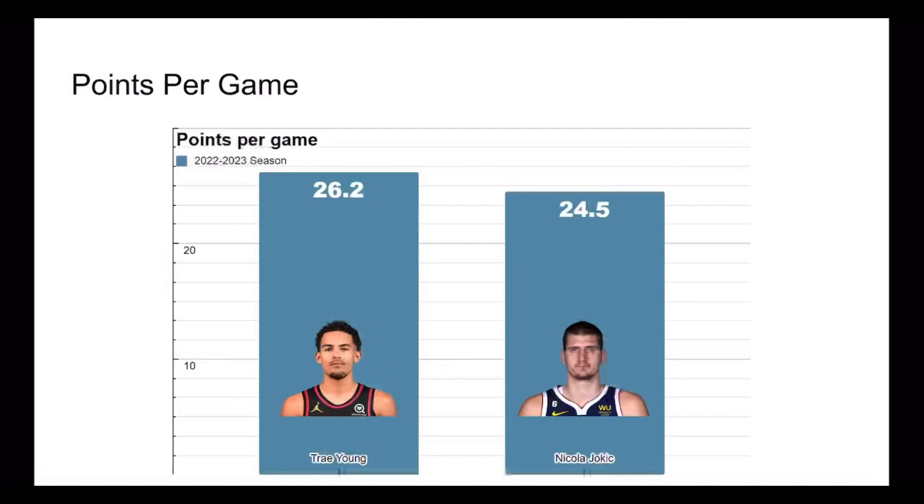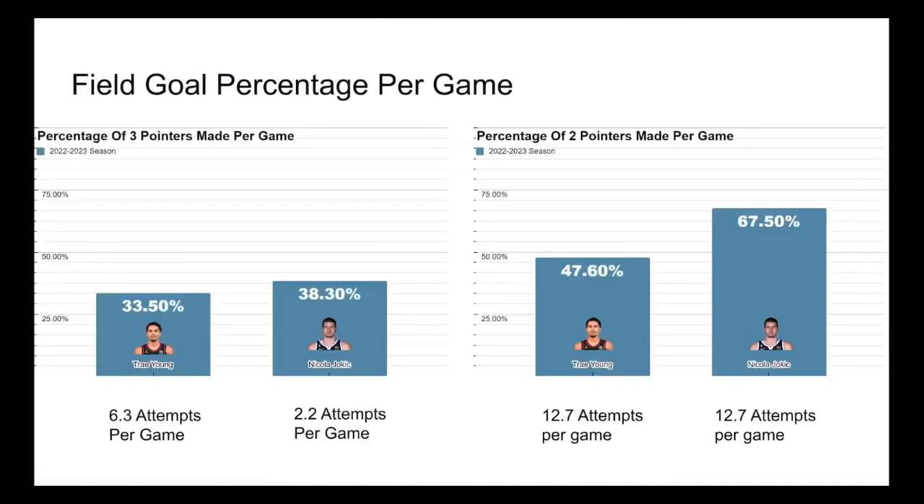Now there's other data we could look at to see if Trae Young is truly the better shooter. We can look at percentages of three-pointers made per game. As we see, Nikola Jokic averaged 38.30% on three-pointers per game, and Trae Young averaged 33.5%. Trae Young also had 6.3 attempts per game, while Nikola Jokic had 2.2 attempts per game.